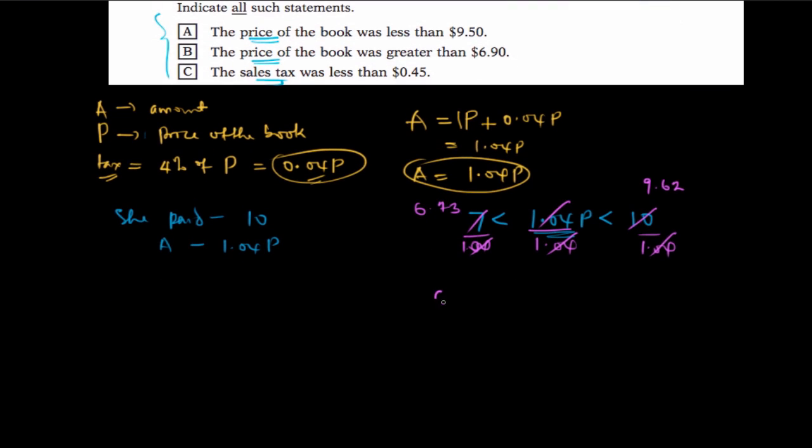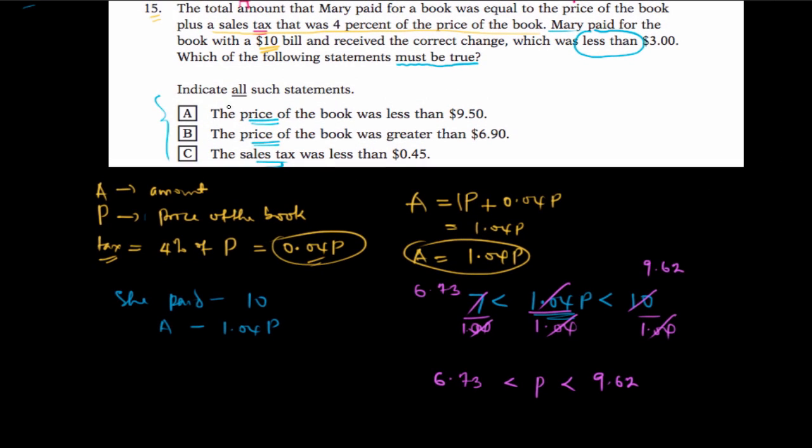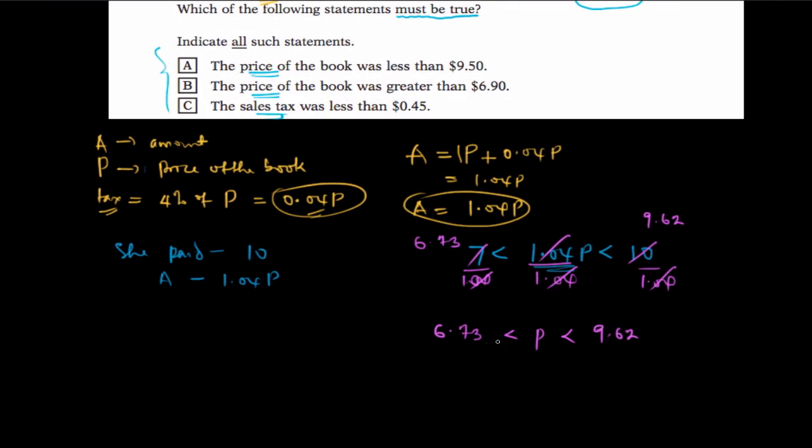So again, what you obtain is 6.73 less than P less than 9.62. So now I know the range of values that the price must satisfy. So let me now go ahead and see which of the statements here are correct. The first statement says the price of the book is less than 9.5. Now from what we have here, the price of the book is less than 9.62, not less than 9.5.